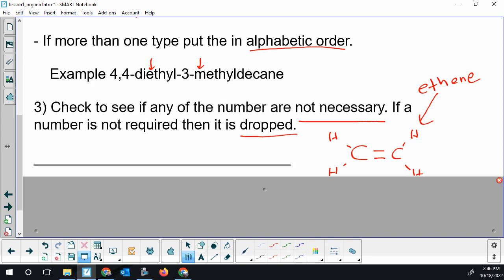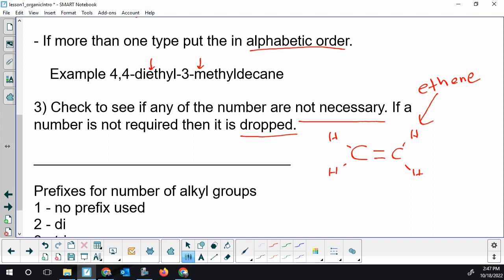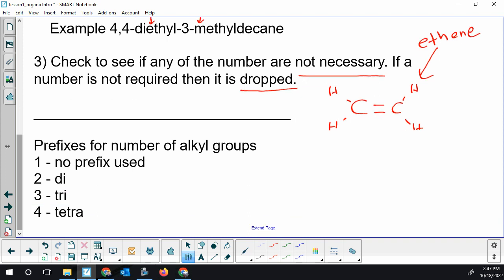When you go to put those numbers in, do that little mental think of whether you can drop it. It's dropped a lot in the 1, 2, and sometimes 3 carbon long molecules. When you get longer, you tend to need the number. Last thing I have is I said all those prefixes orally, but it's important to have them in your notes. So if you have repeated alkyl groups, we don't use a prefix when there's 1 of them, but if there's 2, di, 3, tri, 4, tetra.